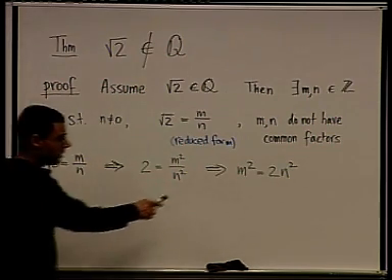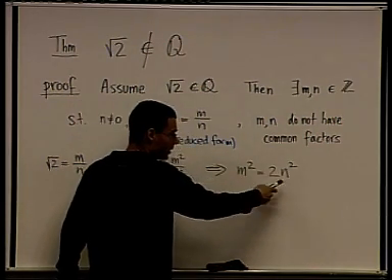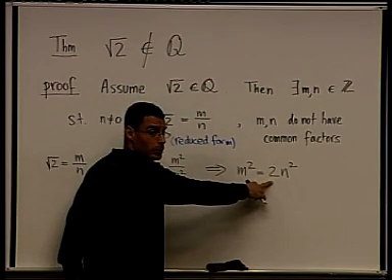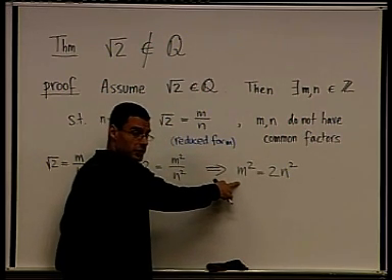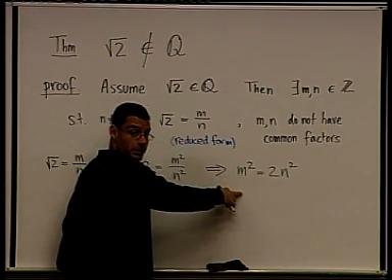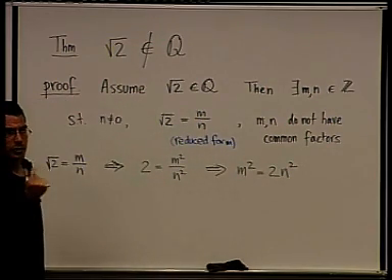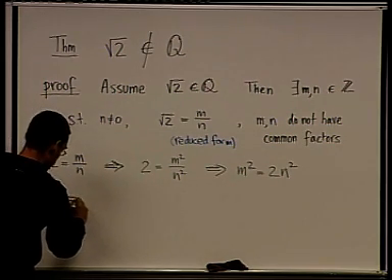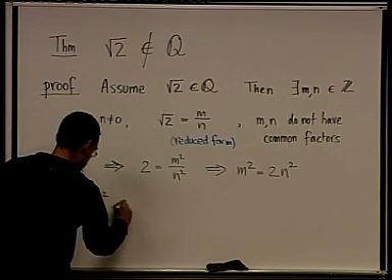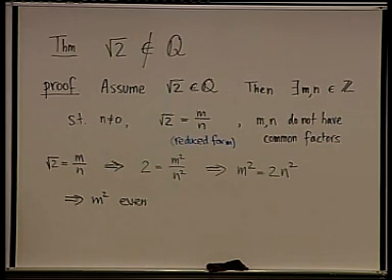Okay, so when I write this, the right-hand side is divisible by 2, right? It's 2 times something. But that means that the left-hand side is divisible by 2. Do you agree? So m squared is divisible by 2. What's the word for divisible by 2? Even. So it follows that m squared is an even number. Do you agree? Everybody? Say yes. Yes.